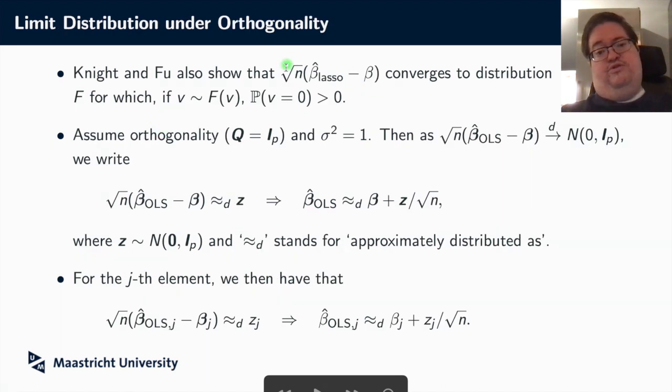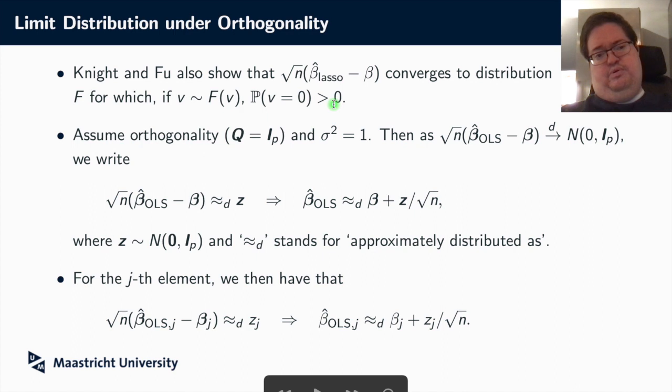Now we want to look at what distribution this thing has, at least in the limit. So we're looking at convergence in distribution. Square root n times the beta hat from the lasso minus beta. And here life already becomes complicated, because we don't have a nice normal distribution for this thing. So what they show, in fact, is that the limit distribution, let's call it f, is such that when n goes to infinity, the probability of the random variable having exactly value 0 is going to be larger than 0.